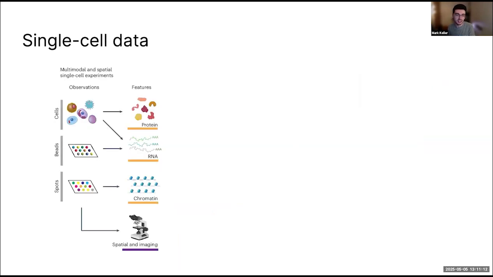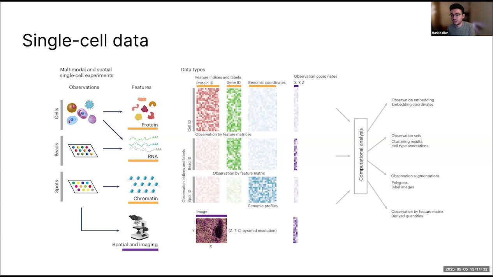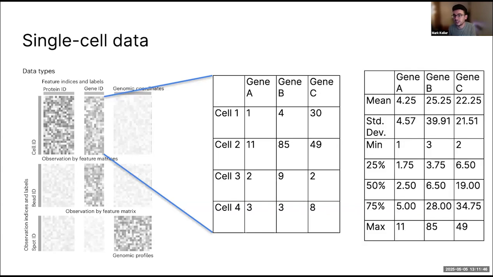This is a diagram that reiterates the heterogeneity. You have different types of observations, and you might have measured different features of these. We would then observe these different matrices, or not observe certain matrices, as well as the spatial information. Through computational analysis, we can derive things like dimensionality reduction coordinates, cell type annotations, or cell segmentations. And of course, we can start to analyze this data using statistics. This is just a toy example showing we can take the mean or the standard deviation or different quartiles of the data.